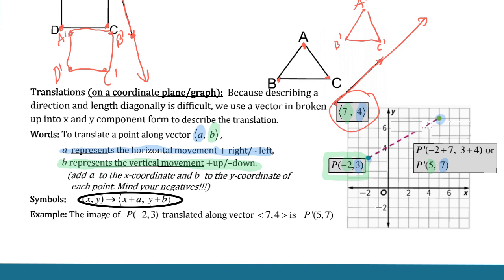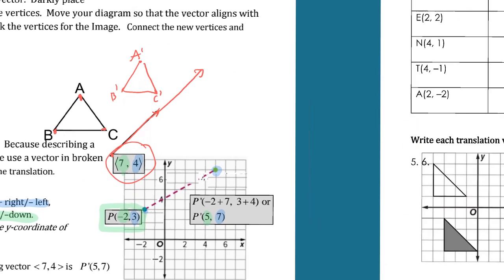So the vector has us move a specific direction, and these are the X and Y components. And you add those to the X and Y coordinates of the points. So let's try looking at a couple specific examples here.